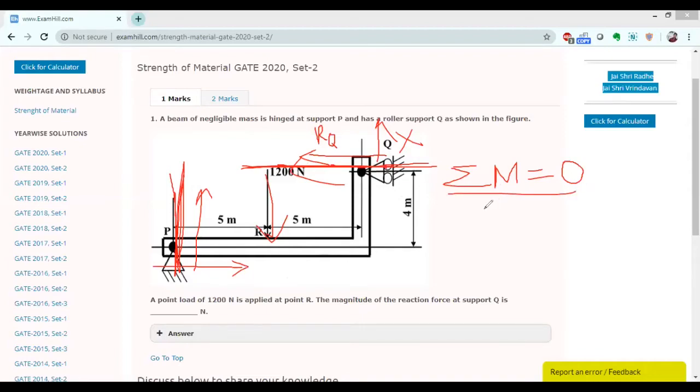Moment means force into distance. So here, what is the force? 1200 into 5, I guess, and RQ into 4. Right, you are absolutely correct.